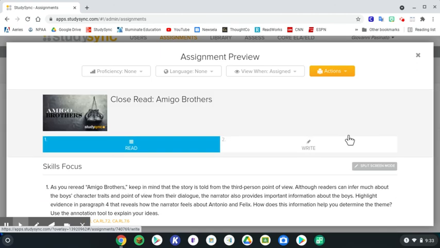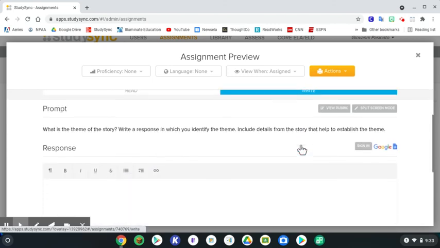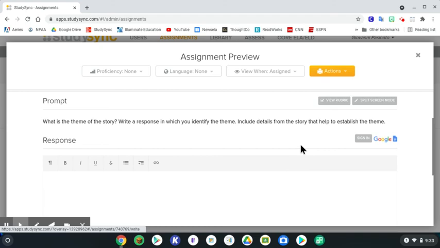Let's make our way back to the top and let's check out our writing prompt. What is your test? What is the theme of the story? What's the lesson? Write a response in which you identify the theme. So it should start off, the theme of the story is... Include details, text evidence from the story that help to establish the theme.